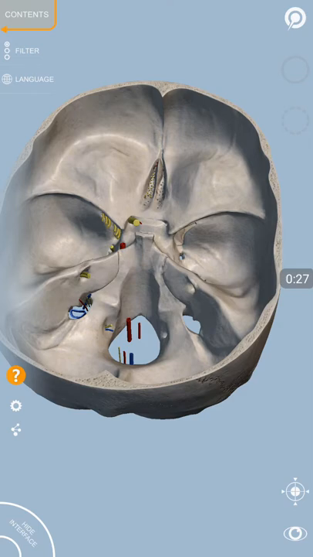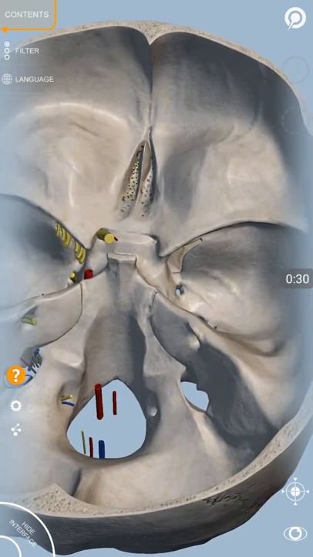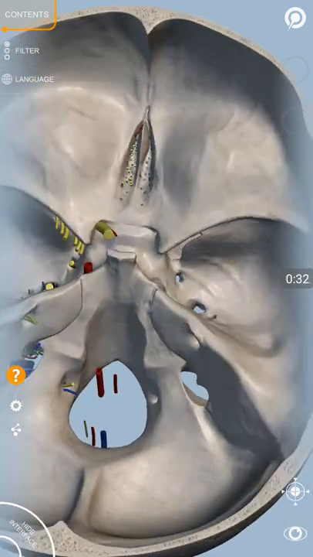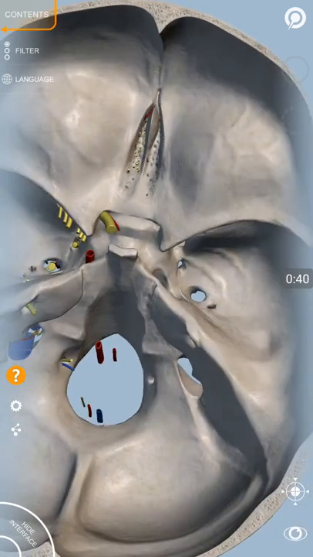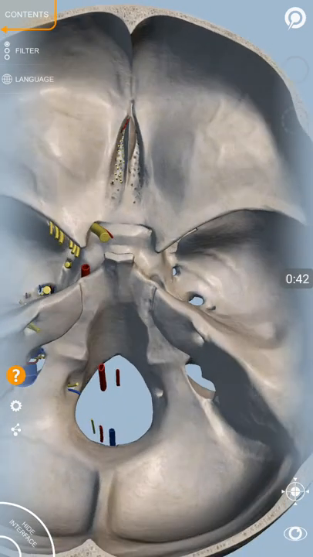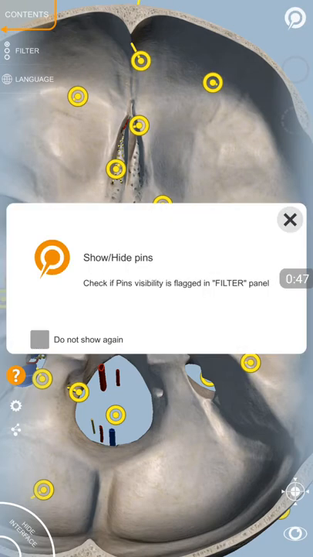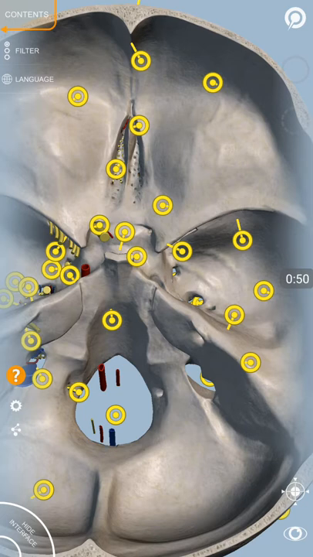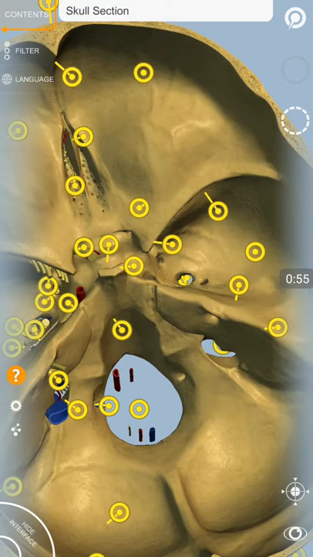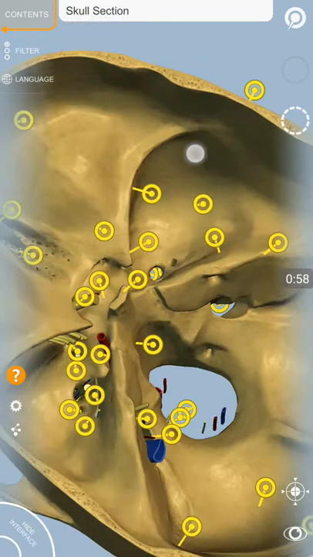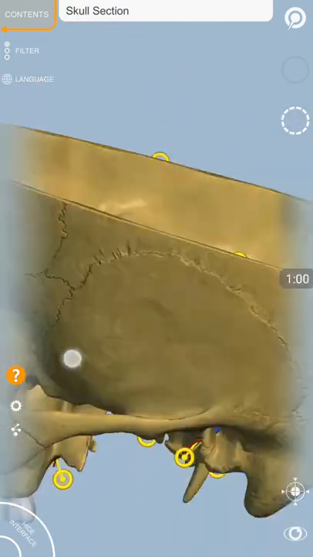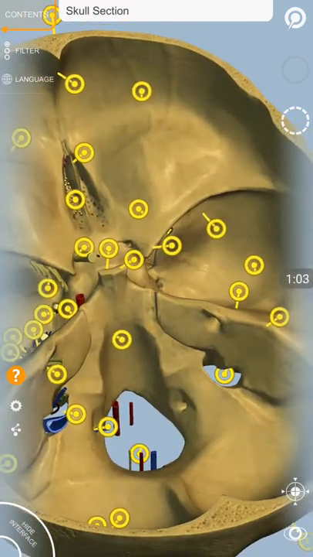So here you can see in this animation the anterior cranial fossa, and I would definitely go with the pin markings, so you can have a better understanding of the boundaries of the anterior cranial fossa. So here are the pin markings you can see. Here you can see this is the frontal bone, and this is also frontal bone, and this is actually frontal bone.